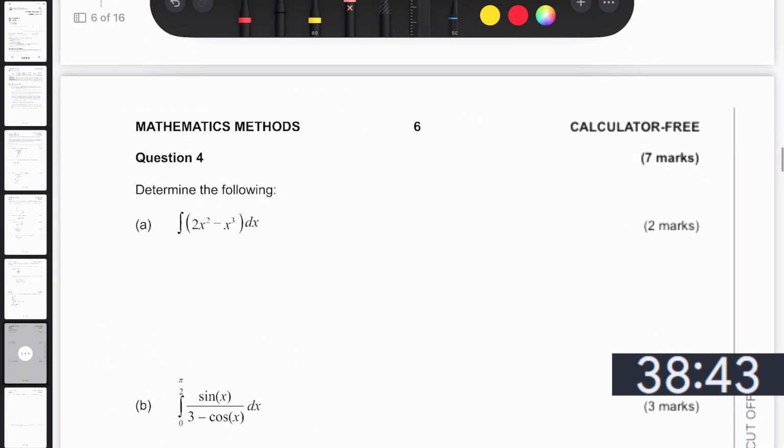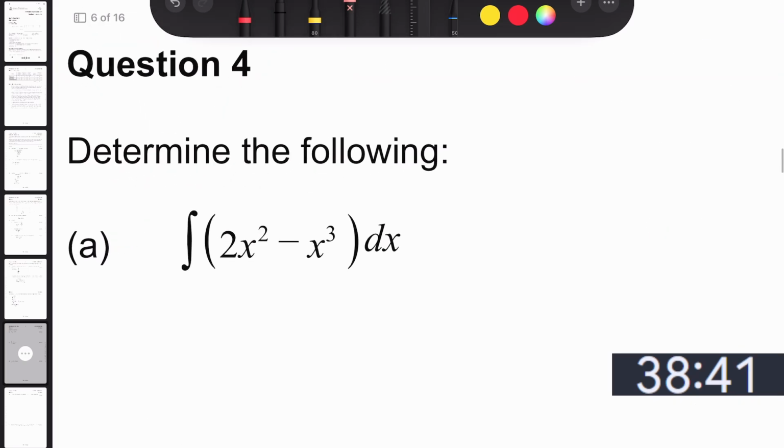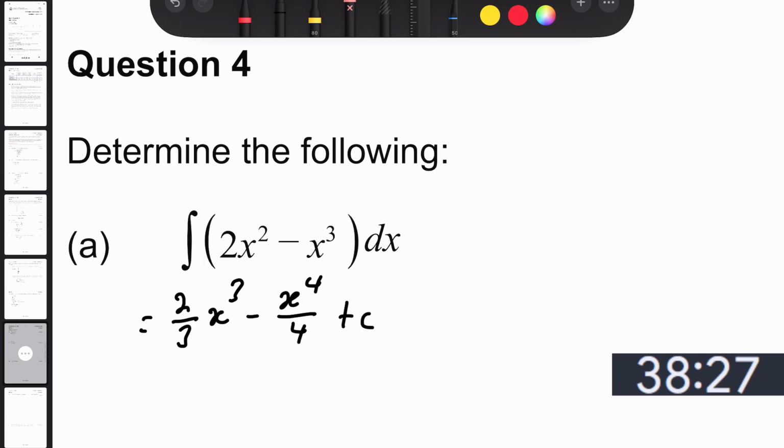Okay, determine the following. Raise the power by 1, divide by the new power. So 2 on 3, x to the power of 3, minus x to the 4 all over 4, plus c.